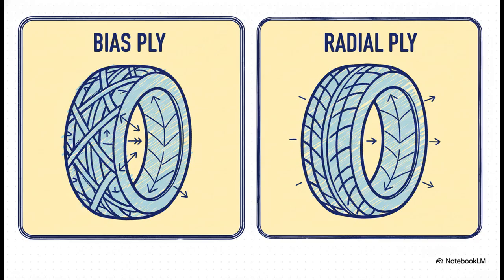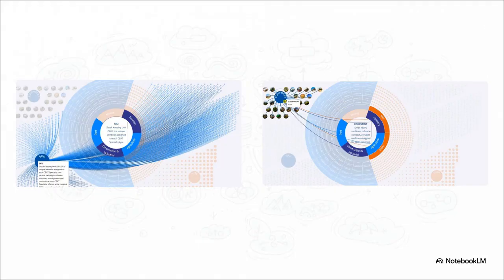Now, these aren't just random definitions. They are major organizing principles on the map itself. And this is a fantastic illustration of how other key data types get the exact same treatment. So on the left, you've got SKU. That's the unique code for inventory, right? And on the right, you have equipment.